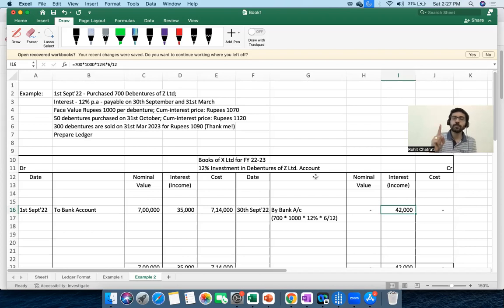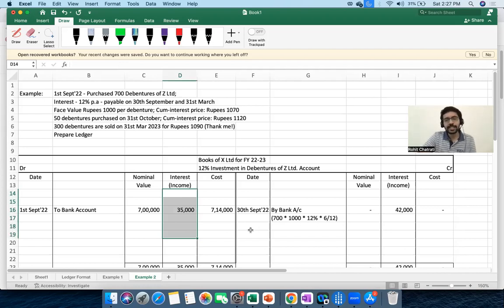If you look at it, 1 month of interest is actually rupees 10. Why do I say 1 month? Because you were holding it only for 1 month, from 1st September till 30th September. That 1 month interest of rupees 10 for 700 debentures is what this 7,000 net amount is. You are entitled to an interest of rupees 10, and that multiplied by the 700 debentures you were holding is 7,000, which is what you indirectly also got here.